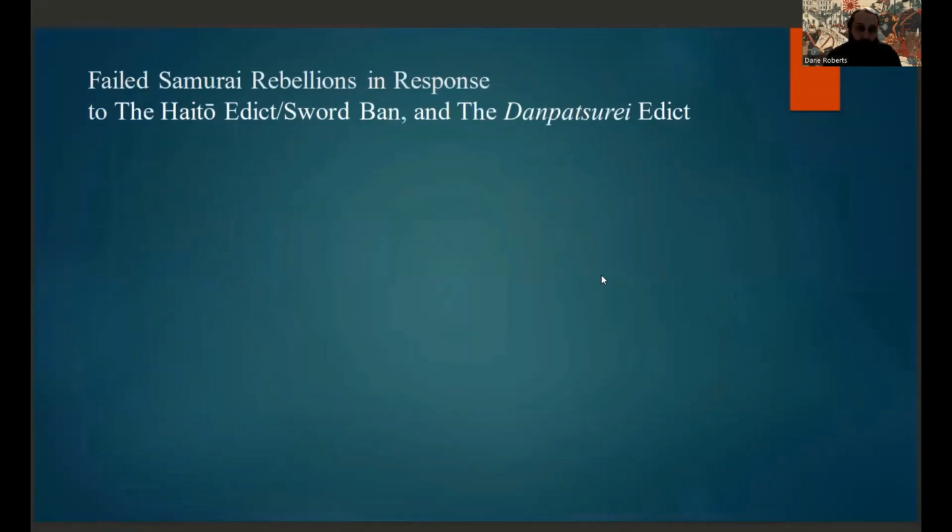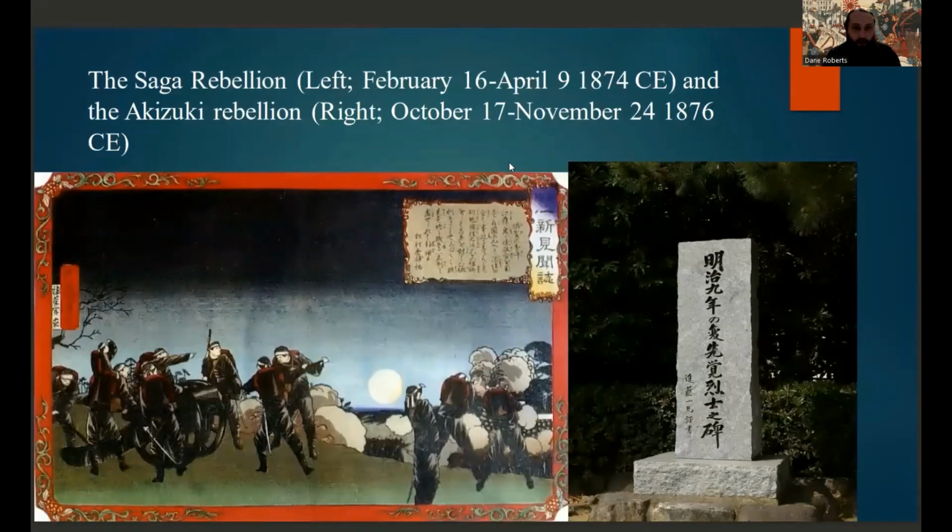However, in response to these edicts, the Haito Edict, the Haito-rei, which is again essentially the same thing, and the Danpatsu-rei Edict, several samurai rebellions broke out. Samurai rebellions that failed, for that matter. These included the Saga Rebellion and the Akizuki Rebellion, which broke out around the same time. The Saga Rebellion in 1874, the Akizuki Rebellion in 1876.